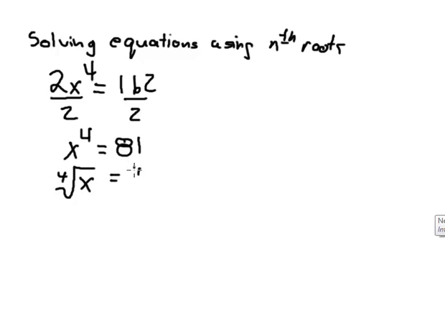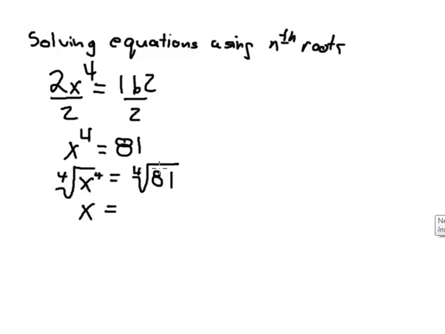And the reason I do that is here I had x to the fourth. I want to find out what x is. So I want to take the inverse operation of raising to the fourth. The inverse operation of raising to the fourth is taking the fourth root. So the fourth root of x to the fourth is just x.